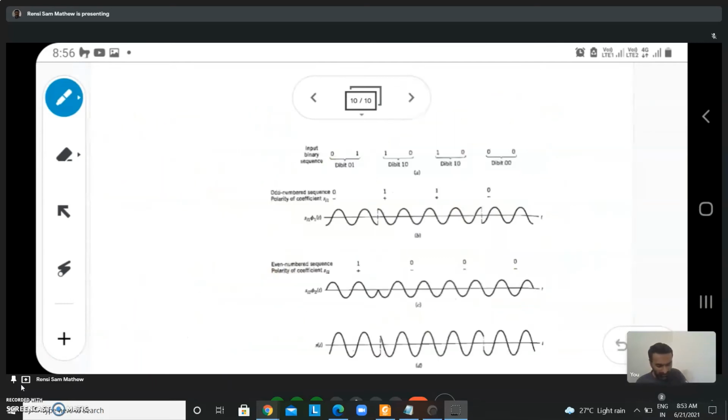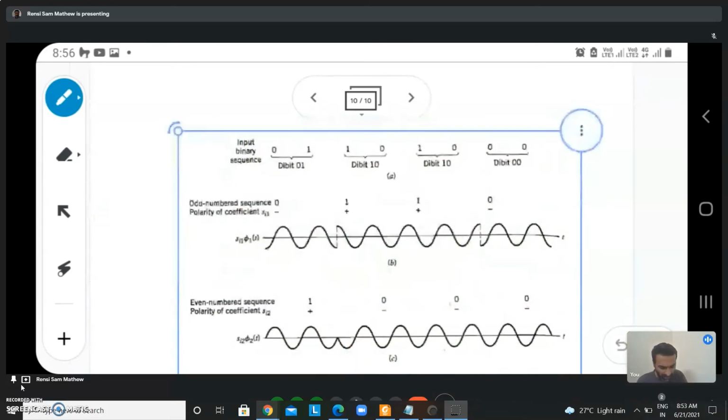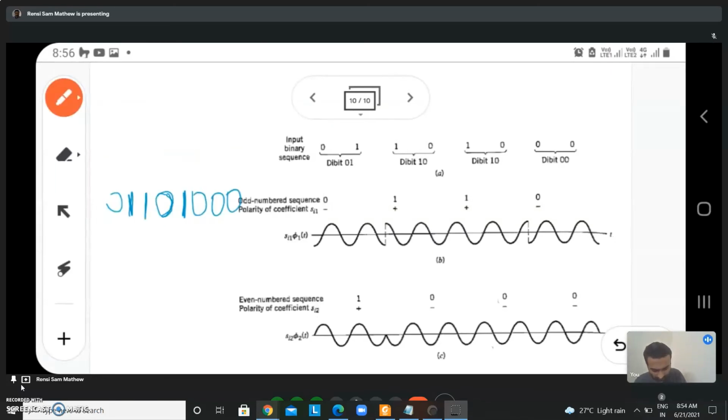Now I have drawn the waveforms also, you can see. The data to be transmitted is actually 0 1 1 0 1 0 0 0. This is the data to be transmitted. So in QPSK we group it into 2 bits. This is the first set of bits, this is the second set of bits, this is the third set of bits, and this is the fourth set of bits. So this is symbol 1.